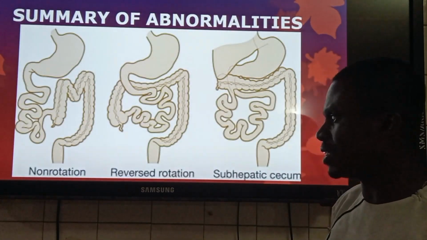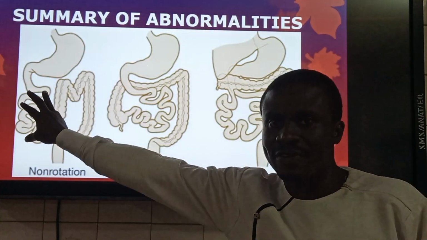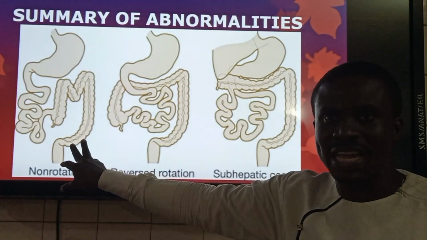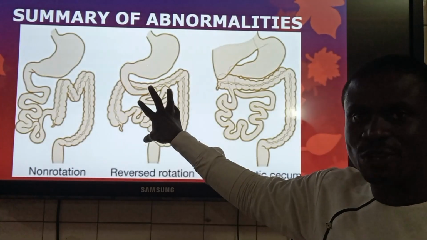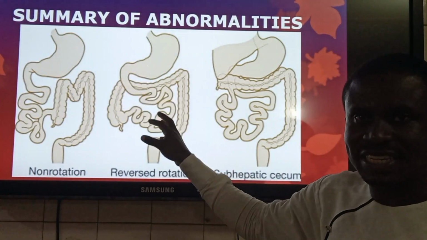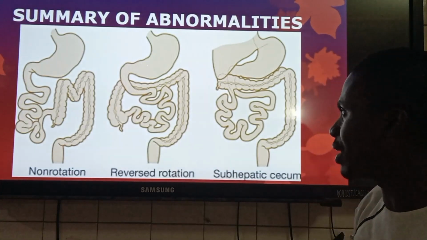So in summary, what have we seen? We've seen non-rotation, and in non-rotation, the small intestine will be towards the right side, the large intestine will be towards the left side. In the case of reverse rotation, rather we see that the small intestine overlaps the large intestine. Mainly the transverse colon will be overlapped by the duodenum. Okay, that's what we see.